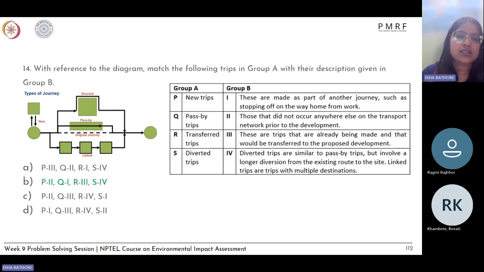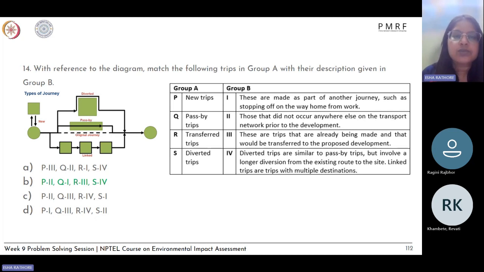Okay, so the correct answer is B. That is, new trips are those which did not occur anywhere else on the transport network prior to the development. So if a new development happens and you have to undertake a new route because of this development, that route is known as a new trip. So those did not occur anywhere else on the transport network prior to that development. So P matches with 2.